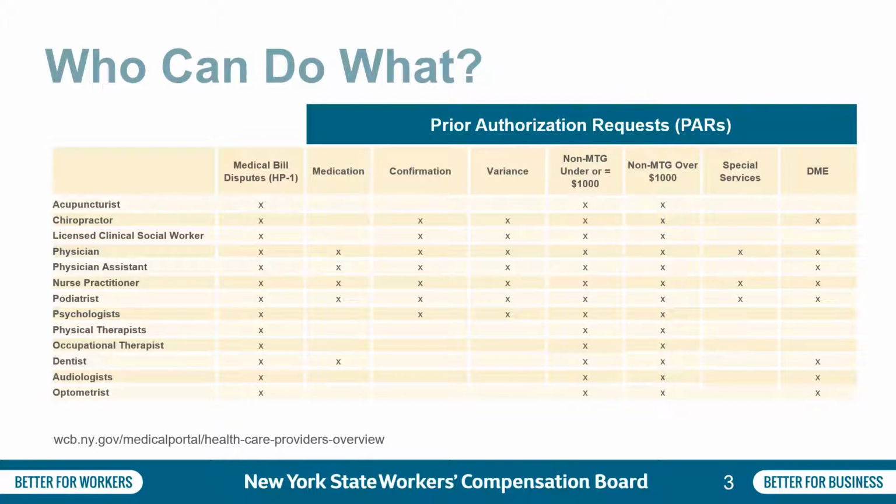For example, in the first row, acupuncturists will be able to submit Form HP 1.0, non-MTGs under or equal to $1,000, and non-MTGs over $1,000. Please review this chart to ensure you are aware of what types of PARs you can or cannot submit. This chart is also available on the Medical Portal Overview webpage for healthcare providers by accessing the URL on the bottom of your screen.